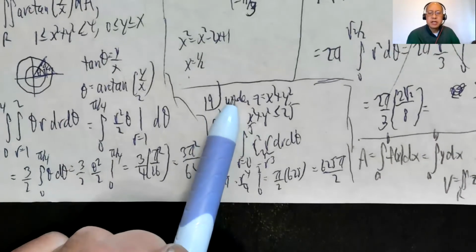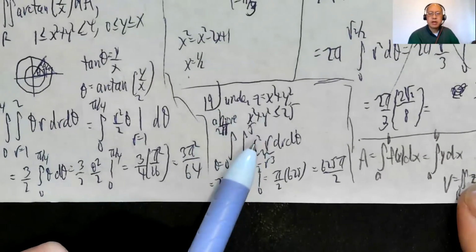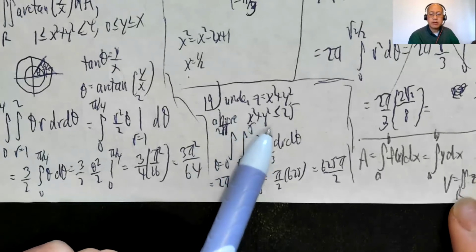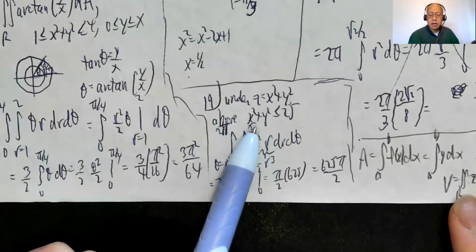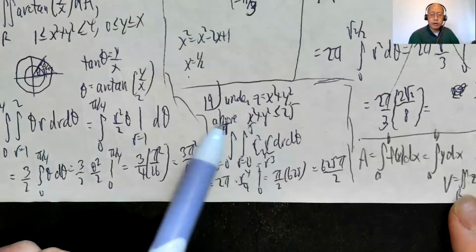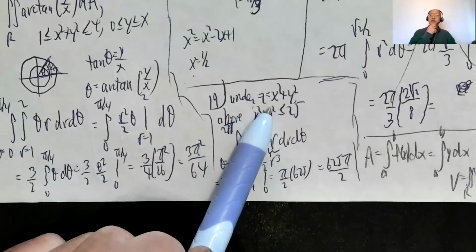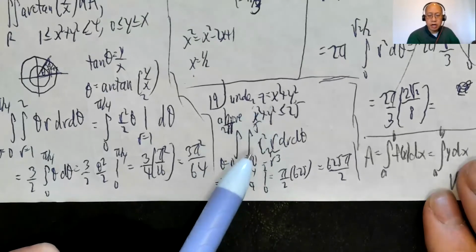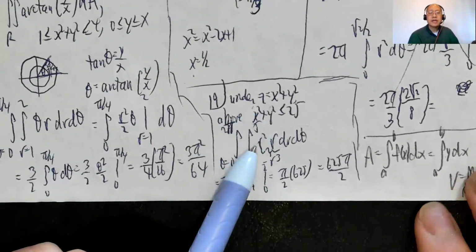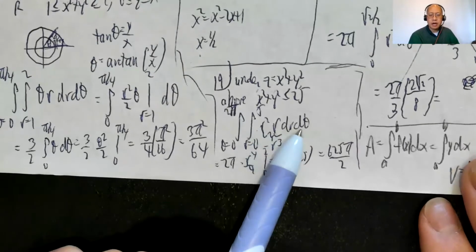19, under z equals x squared plus y squared, above x squared plus y squared less than or equal to 25. Well, that means r is going from 0 to 5. Theta is going all the way around, 0 to 2 pi. Okay, z is what we're integrating, is x squared plus y squared, which is r squared, times dA, which is r dr d theta.